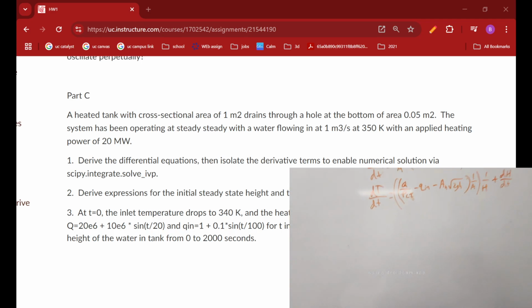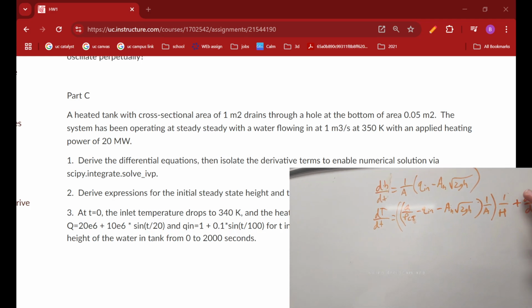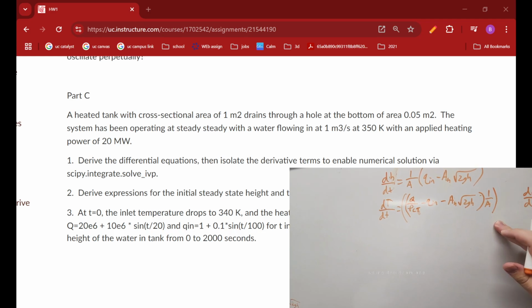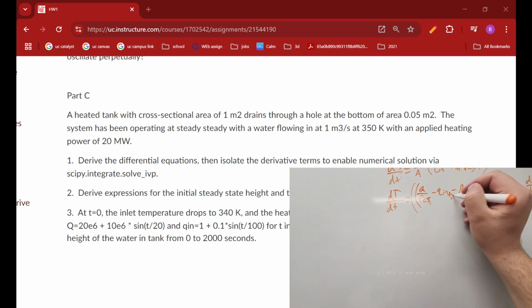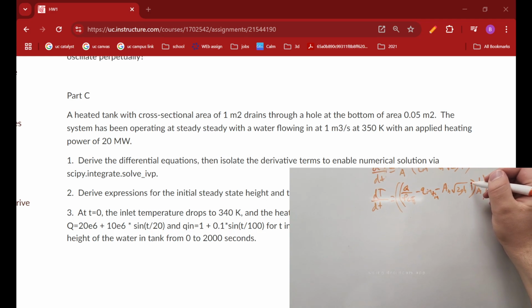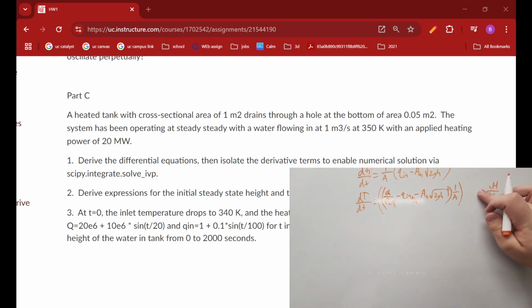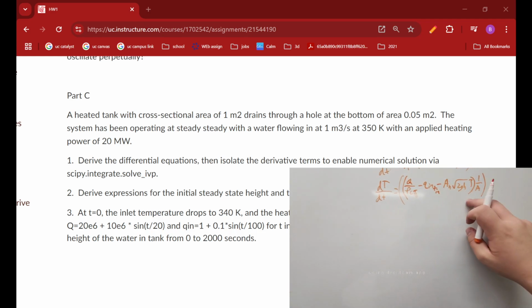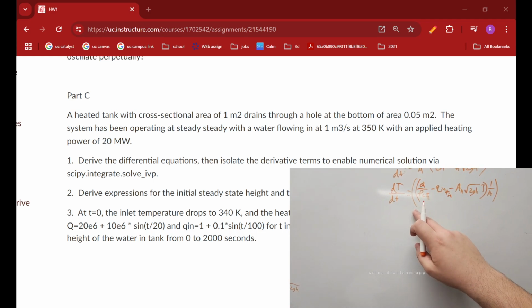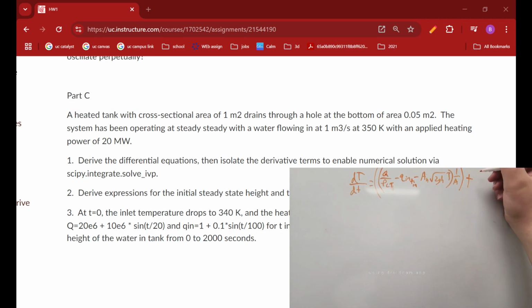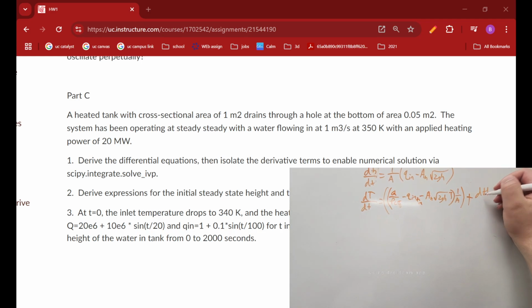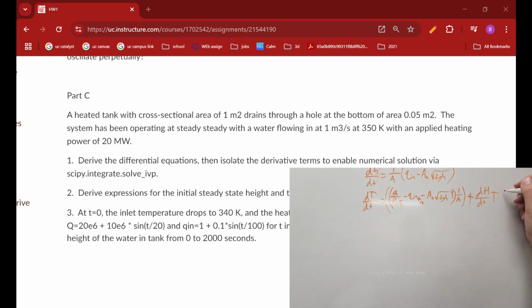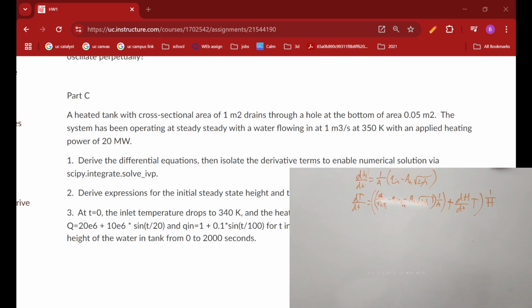Okay, I did some really terrible math here. My T_in is still here. T here is still here. It would be this, plus dh/dt times T, all divided by h. Now I think we're good.